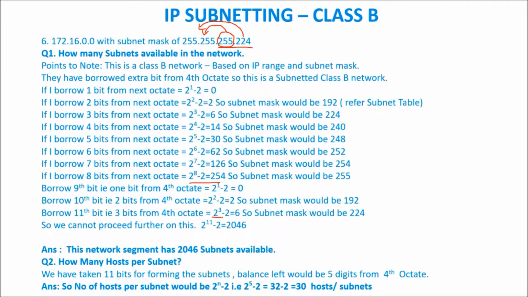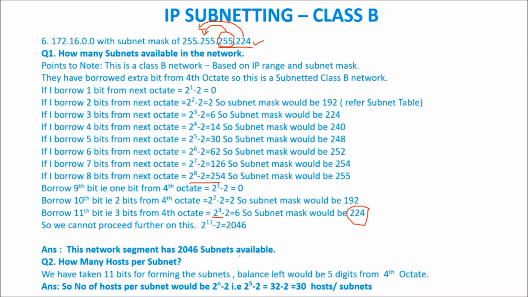I'm stopping with 3 because I'm getting the mask as 224. So what I'm doing: 8 bits here, 3 bits here, 8 plus 3, 11. So from the host portion, I am borrowing 11 bits to the network portion. So the network portion is borrowing from the host portion, right? So it will have 2046 subnets. This particular thing will have 2046 subnets.